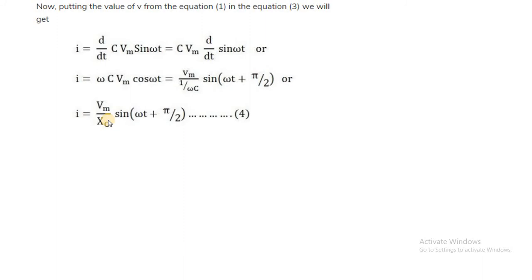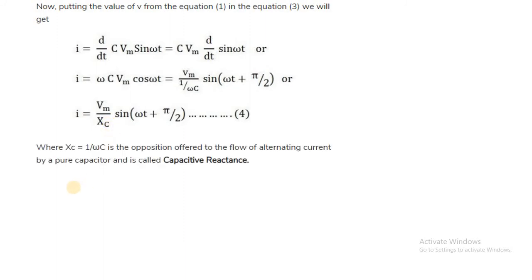So what is the difference between Xc and XL? Xc is capacitive reactance, XL is inductive reactance. XL is equal to omega L, but Xc is equal to 1 upon omega C. Please do not make any mistake while writing the formula of XL and Xc. XL is equal to omega L and Xc is equal to 1 upon omega C. So the formula of Xc is 1 upon 2 pi fC and the formula of XL is 2 pi fL.